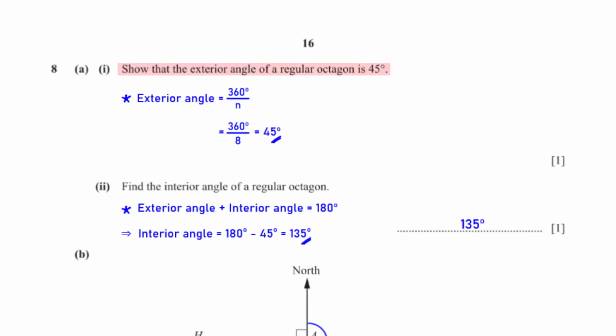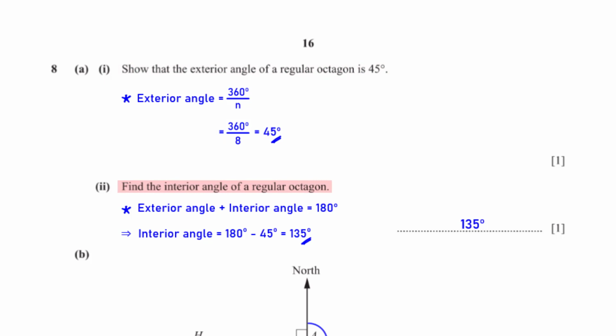Show that the exterior angle of a regular octagon is 45 degrees. Here is the formula for the exterior angle of a regular polygon. An octagon has 8 sides, so n is 8. This gives us 45 degrees.